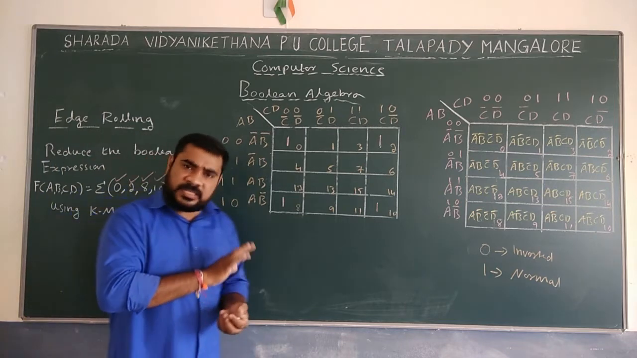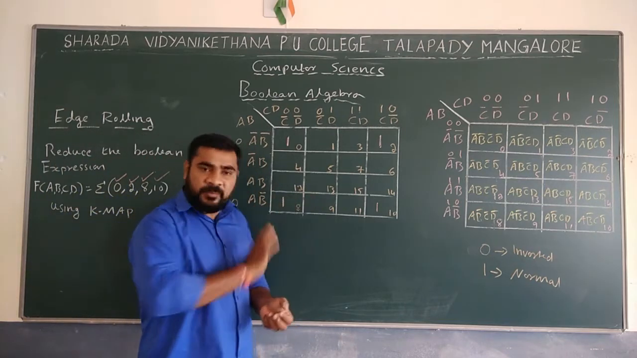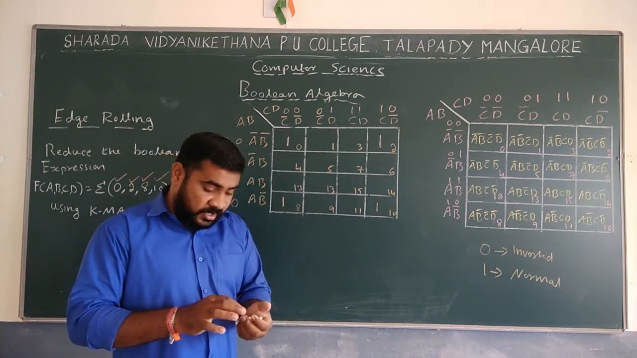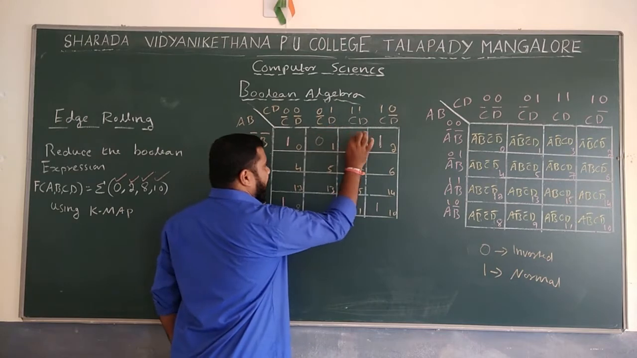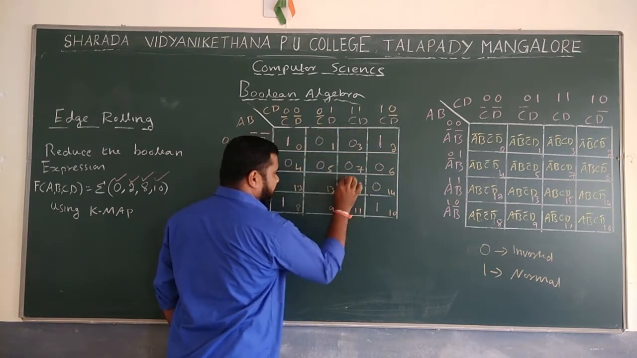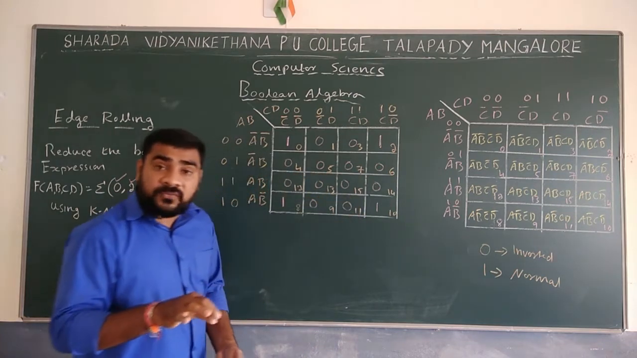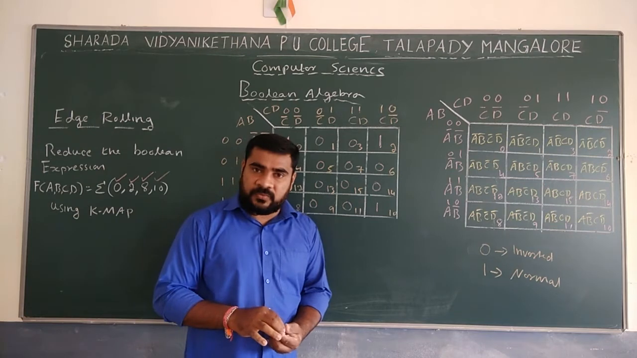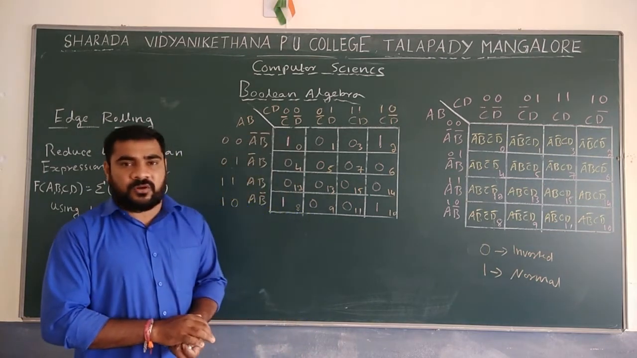It's a step, it's easy actually. Whichever cell numbers are given in the question, the same cell numbers should be marked here. After marking that, what remaining things will be there? The remaining cells. All the remaining cells we should mark as 0. After marking all the cells as 0, the next step is to group.